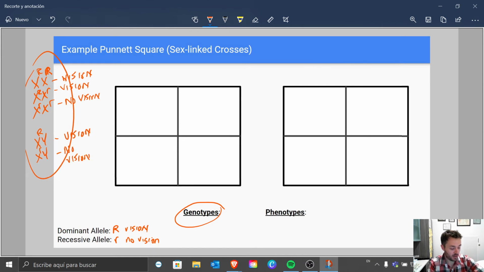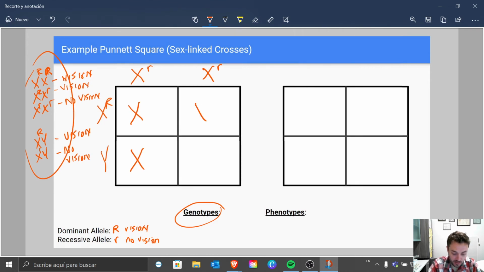So let's say we have a colorblind female, XX, and both those X's have the color blindness allele, and a normal color vision male. So let's give him the big R. I'm going to put the X's and the Y's down first because I find it easier to take one thing at a time. So I'm dropping these X's down, and then I'm going to pull these X's across.